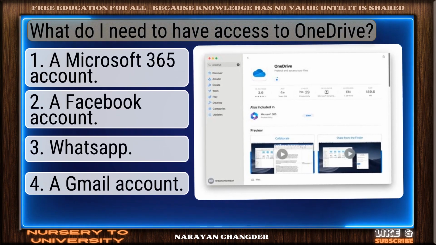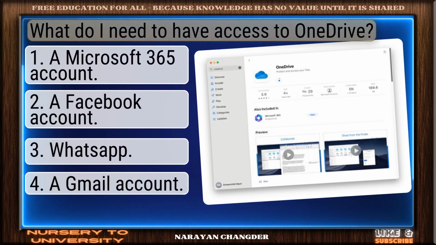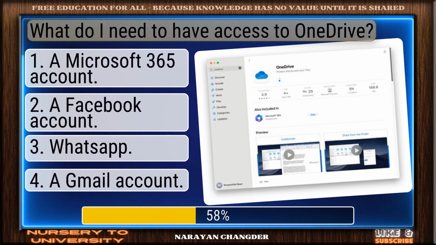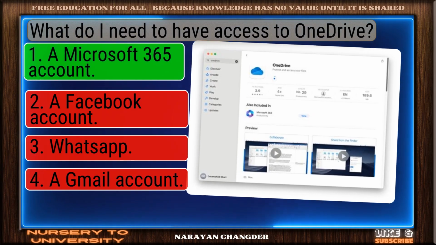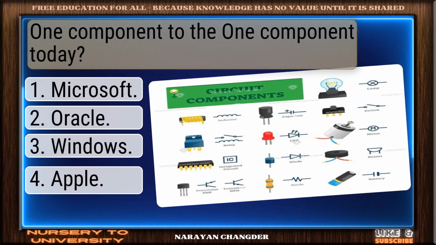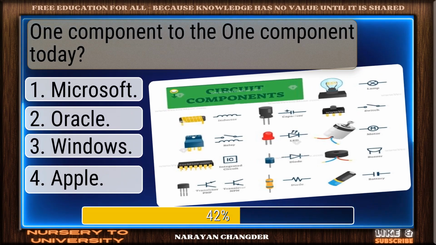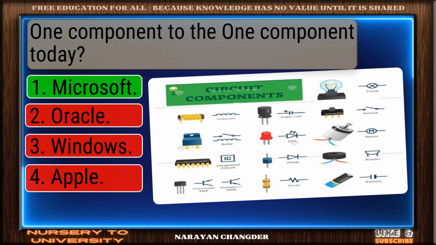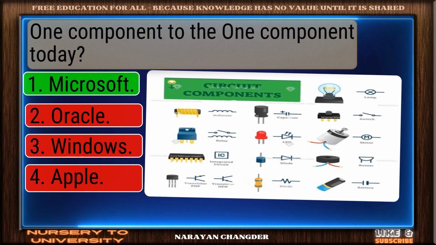Question number 61. What do I need to have access to OneDrive? Correct response. A Microsoft 365 account is the most accurate answer. Question number 62. One component to the one component today? Smart pick. Microsoft is the correct choice.